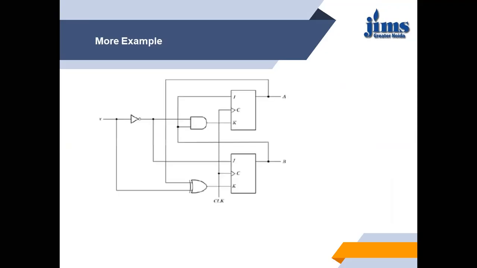Let us take another example. Suppose we are given a circuit diagram with JK flip-flop. Here we have used 2 flip-flops, again A and B. We have a single input X and some feedbacks. You can see again the clock is common, that is, the circuit is sequential.